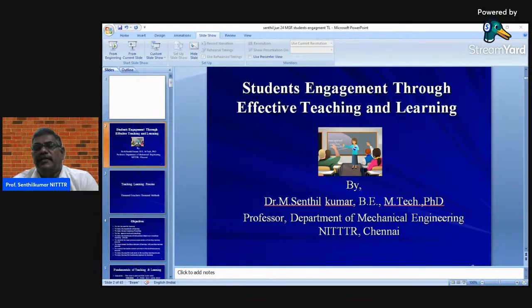That is cognitive, affective, and psychomotor, to explain the teacher and student activities in the teaching learning process, to state the need for motivation in the teaching learning process, to state the need for the multimedia approach. Anything we do, we have to set a certain objective, then we have to move on.